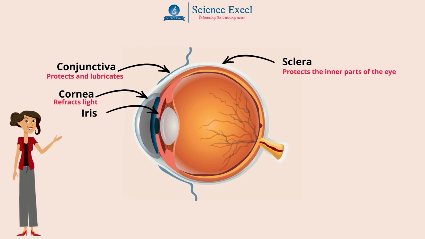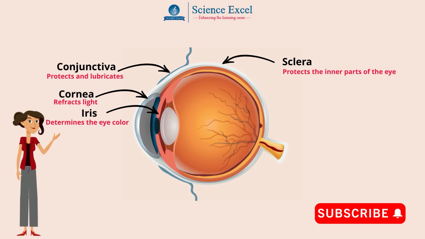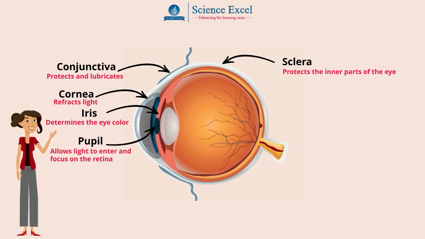Iris is the pigmented colored part of the eye visible externally. It determines the eye color. The pupil is a small aperture or hole in the center of the iris. It allows the light to enter and focus on the retina.